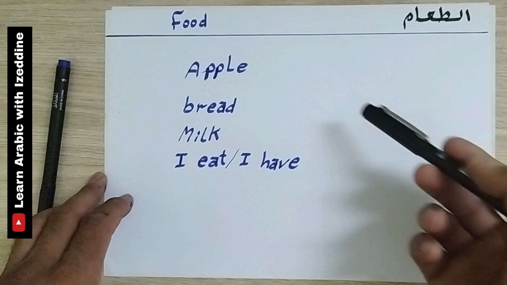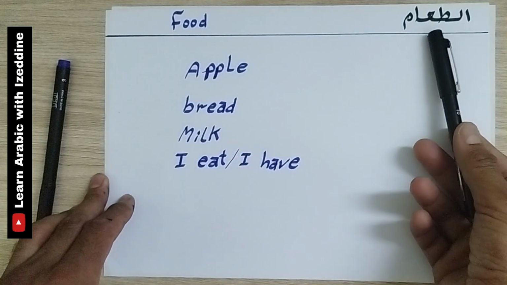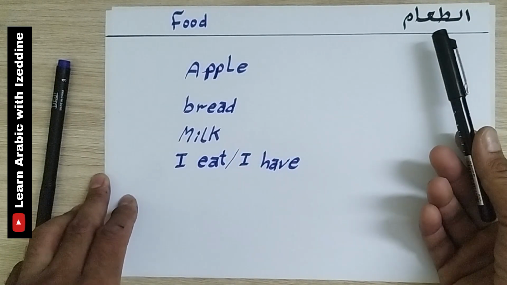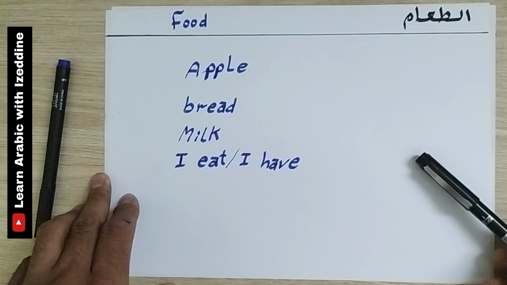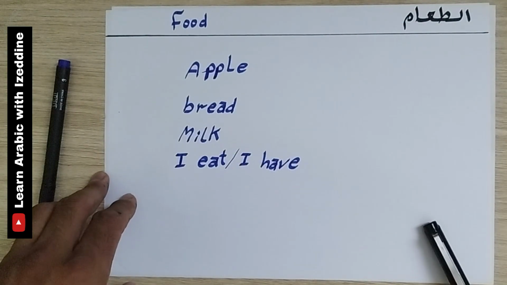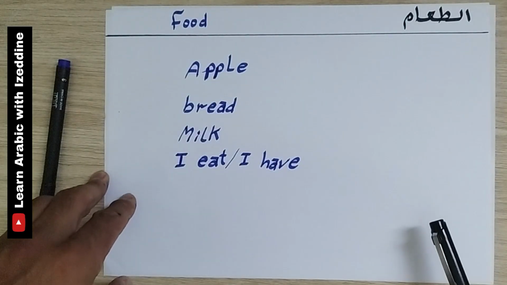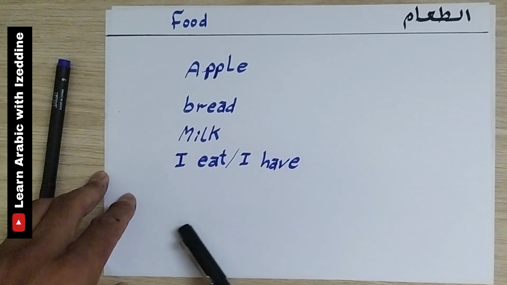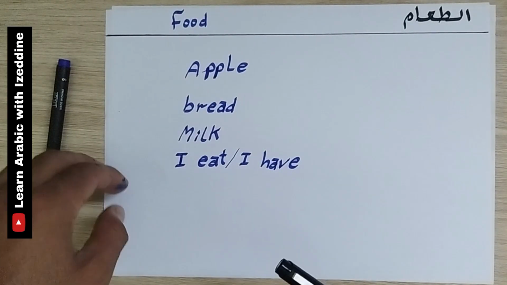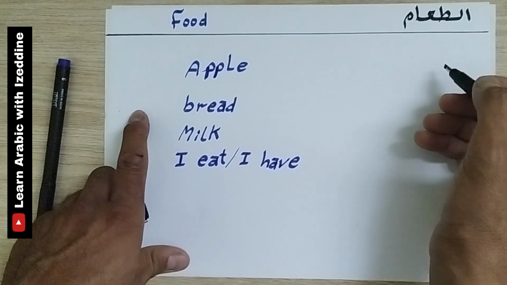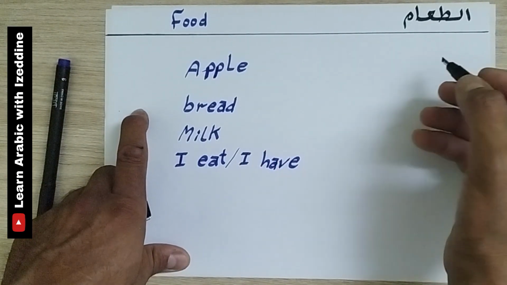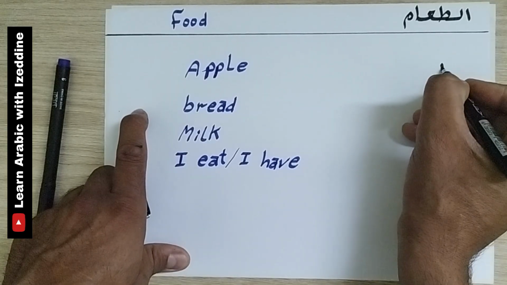Okay, let's talk about food. الطعام. How to say these words in Arabic. And then, of course, so that you would not forget the words, we will use them in a context. Let's go. Apple in Arabic is tufaha. How to write it?